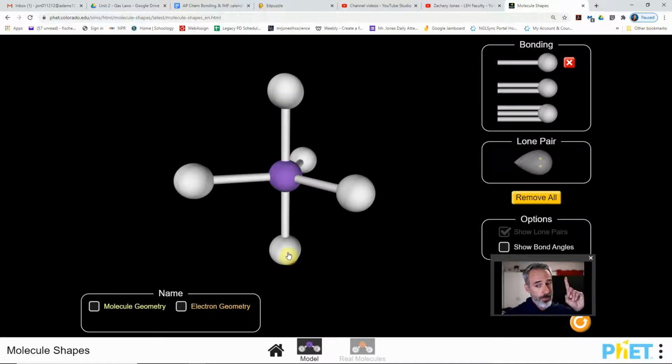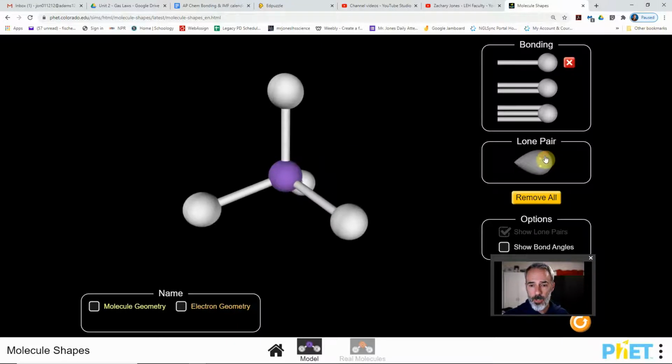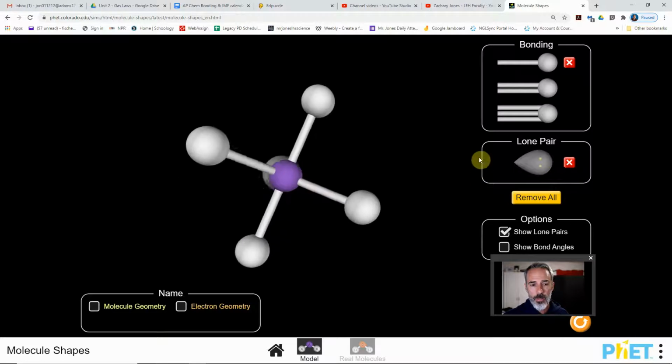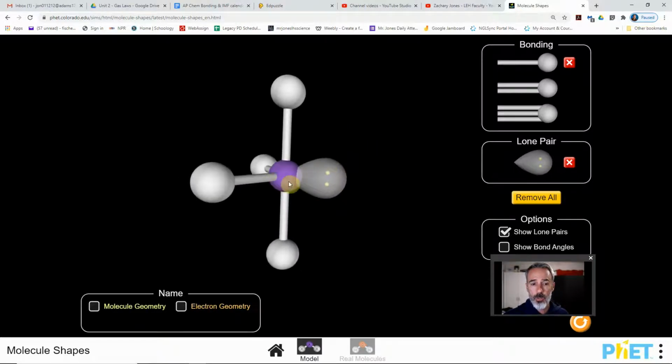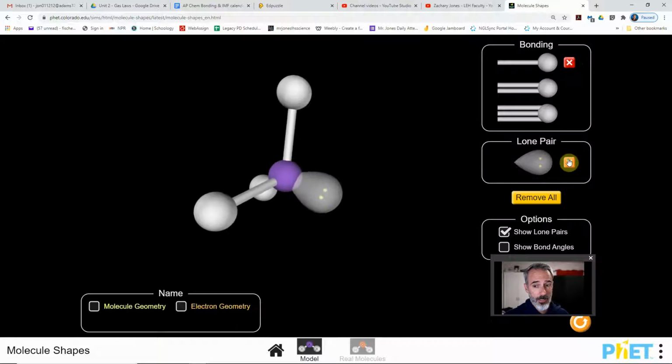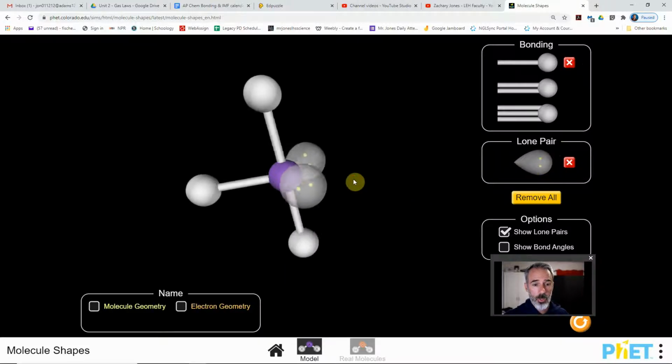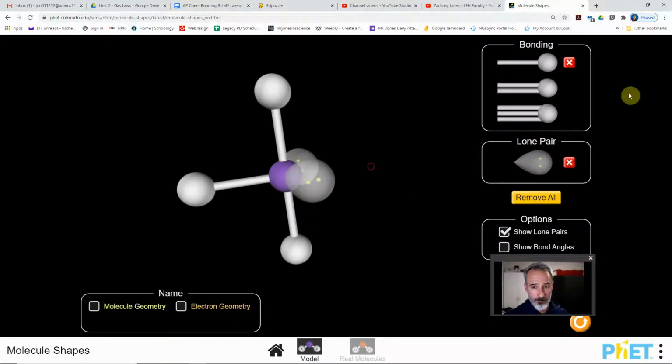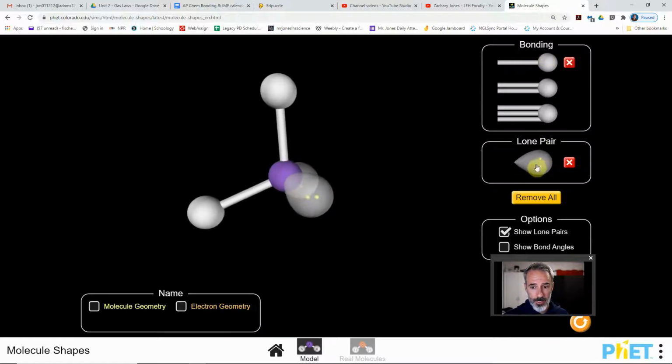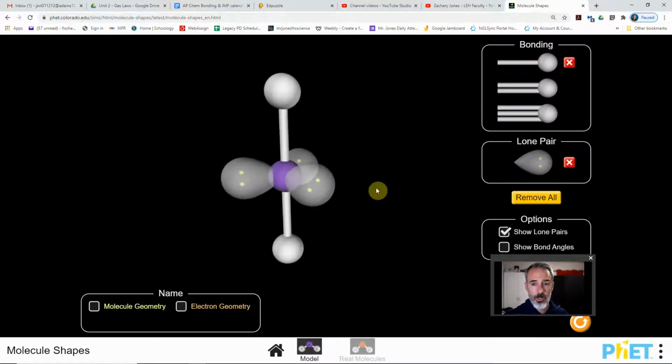And the rule is, don't ever put a lone pair on the head or the feet. Always lone pair along the belt line. Always, always, always. So this is the hardest one of all. And let me show you what I mean by that. If I get rid of one of these and I add in a lone pair, you can see that it went along that trigonal planar belt line. If I were to do it again, it would go along the belt line.